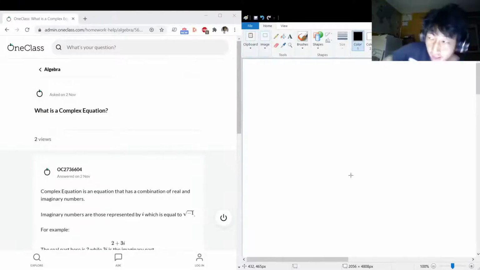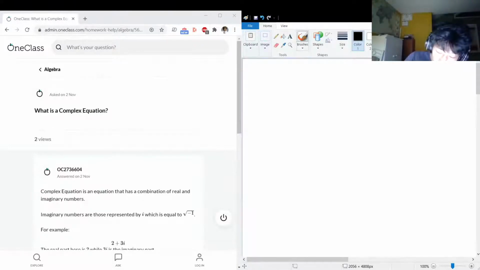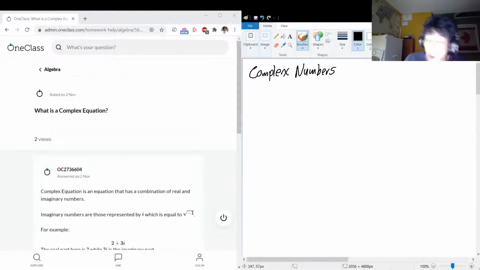Okay, so the next question that we got today is, what is a complex equation? A complex equation, also known as a complex number, I'll write that out. They have the following format. They're gonna look like this: A plus B times I. A and B, those are real numbers.